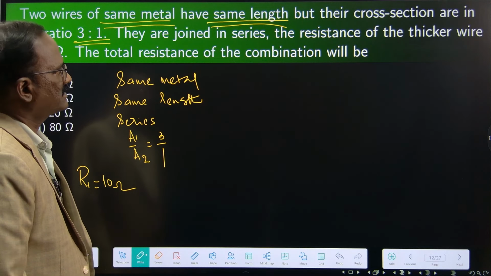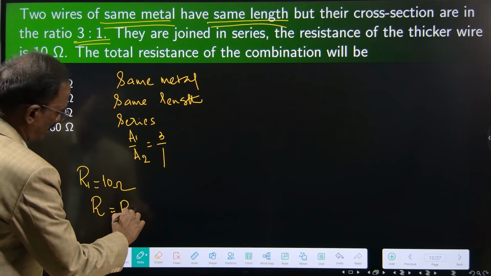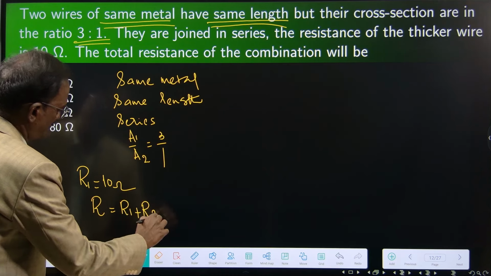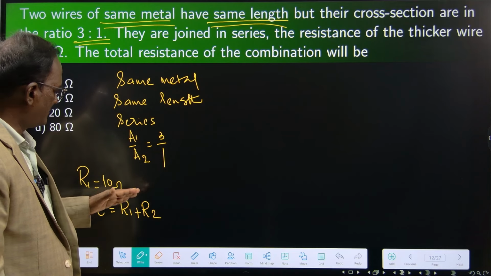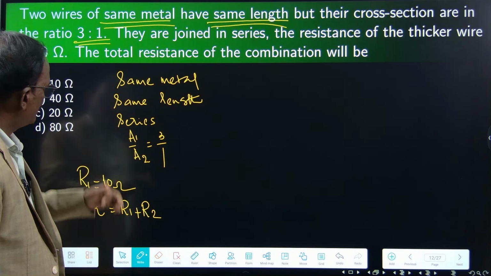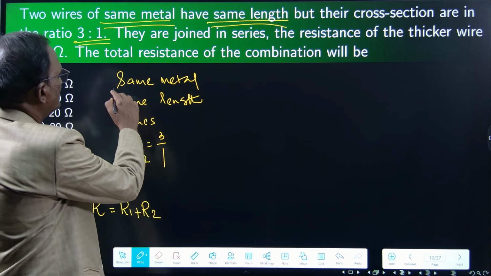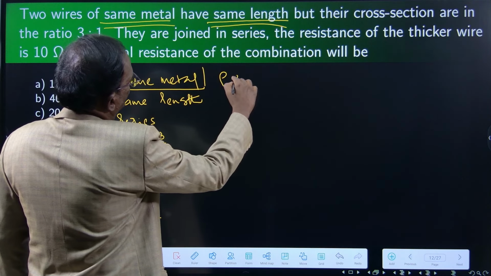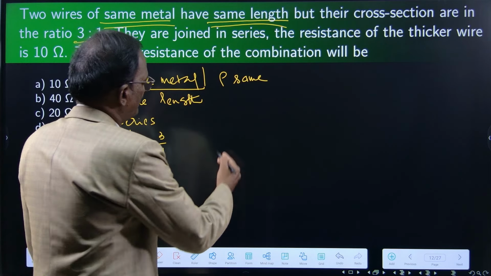The total resistance of the combination will be what? So R is equal to R1 plus R2. R1 is given as 10 ohms. We have to find using the given data what is R2, then we have to add them, right? Same metal, same length. So in such a problem, if it is same metal, that means rho is the same, because we know R is equal to rho L by A.